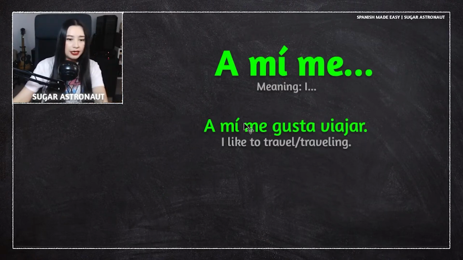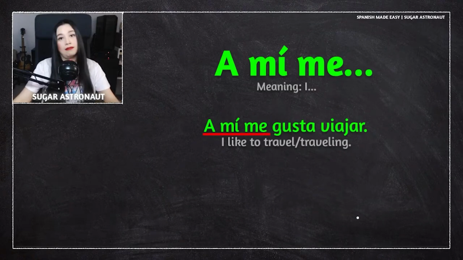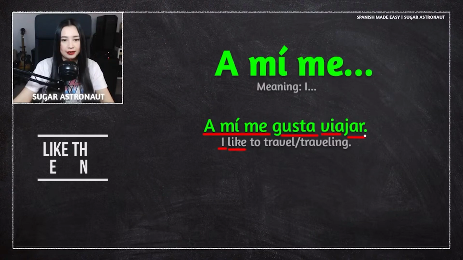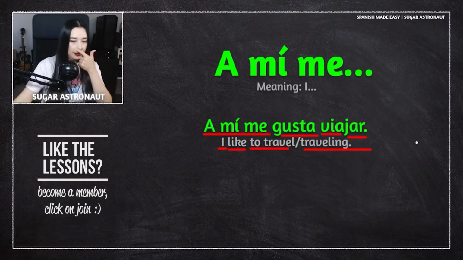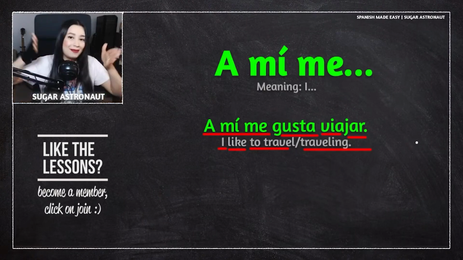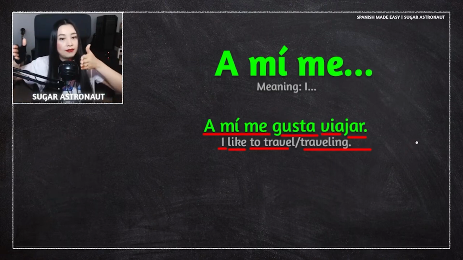So essentially, if we break this down, we're saying a mí me, I, gusta, like, viajar, to travel or traveling, okay? So very simple. You have a mí me, and then you add a verb, and then you can add another verb.